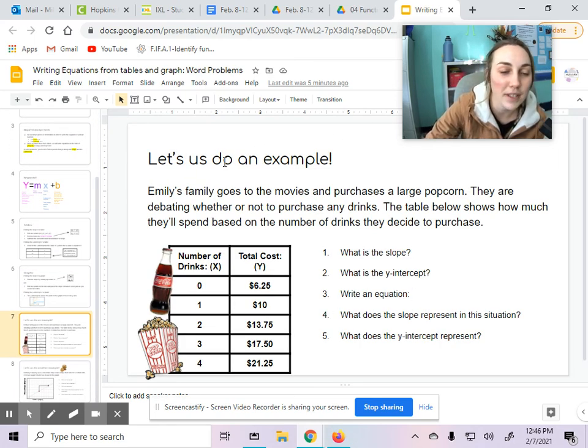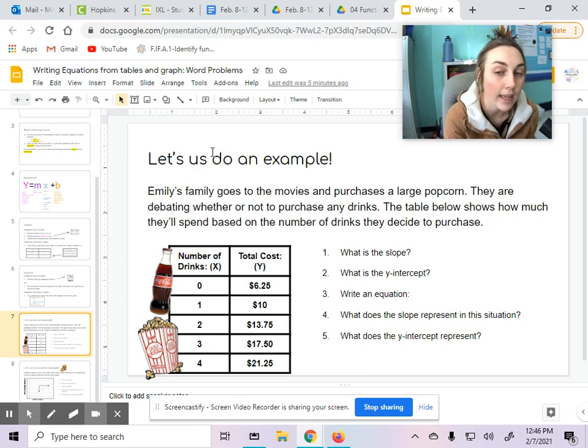All right, so here's my first example. Emily's family went to the movies, and they bought a large popcorn. So they are debating whether or not to purchase any drinks. The table below shows how much they'll spend based on the number of drinks they decide to purchase. So Emily's family is trying to save money.